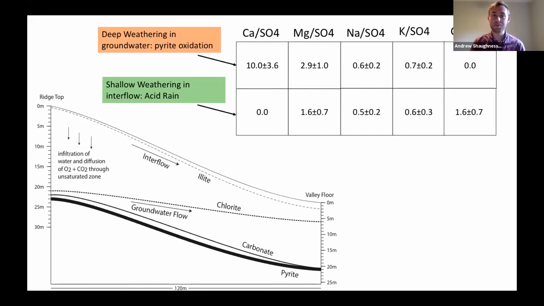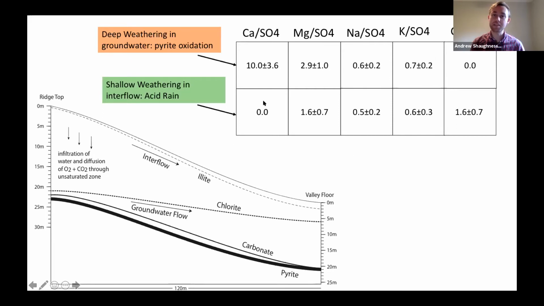So when we think about this end member matrix that we see, we can think about this in terms of these 2 flow components, where we see high calcium to sulfate and high magnesium sulfate ratios in one of the end members. And that might be indicative of this co-dissolution of pyrite and carbonate along this deep flow path, where the sulfate then is going to be indicative of pyrite oxidation.